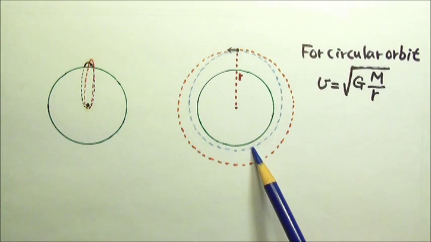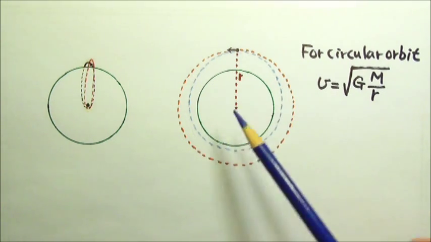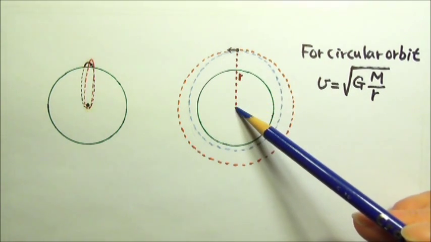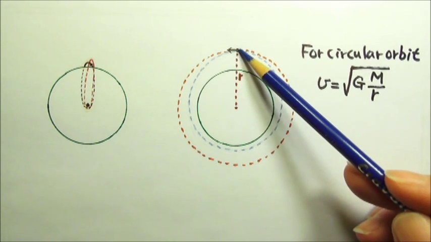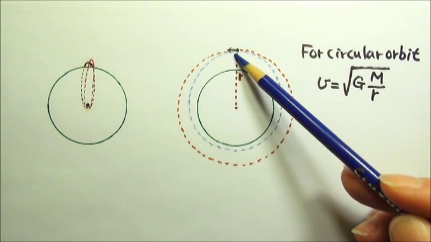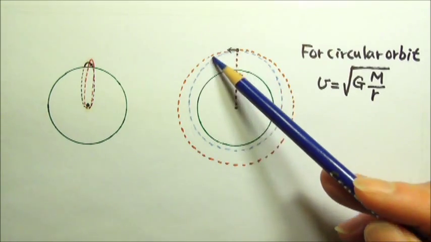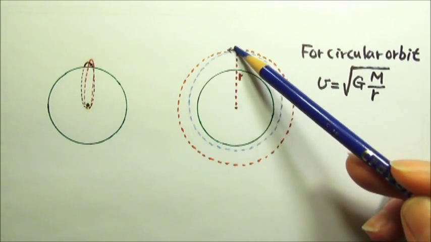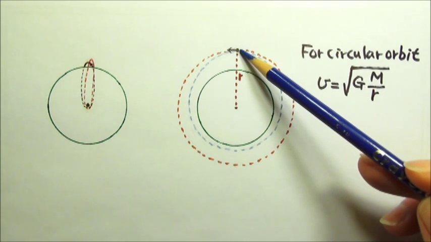The semi-major axis of this elliptical orbit is smaller than this r, because the slower speed over here means the total mechanical energy is less and therefore a smaller semi-major axis compared to that of the circle.